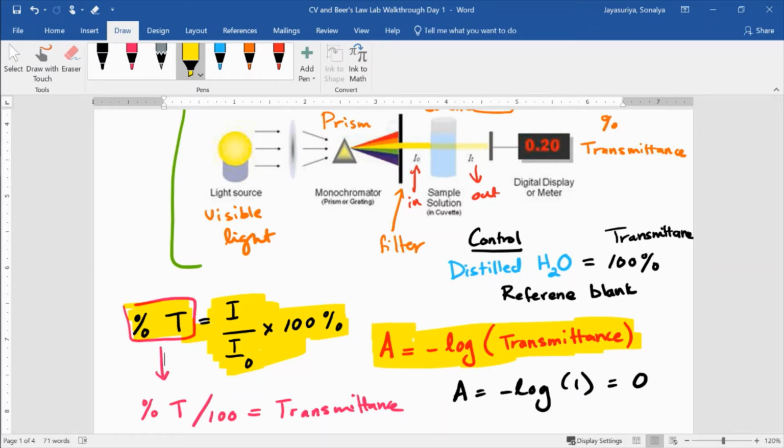So if they give you data in just transmittance and you need to make a graph of absorbance versus concentration, you need to turn that transmittance into absorbance. So you just take the negative log of the transmittance and you got your absorbance values. All right.